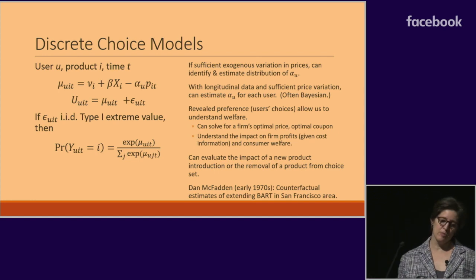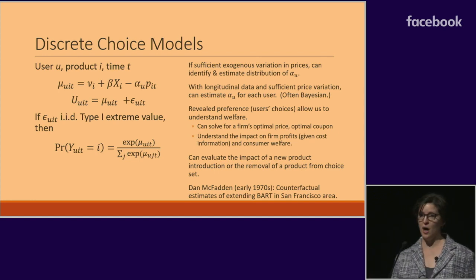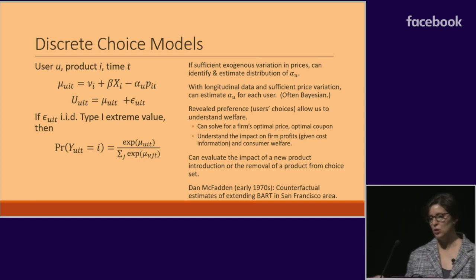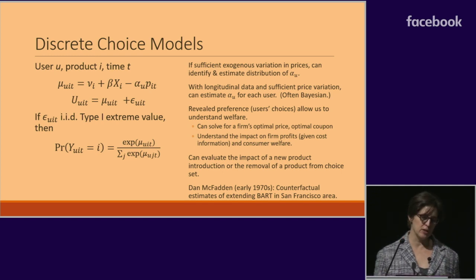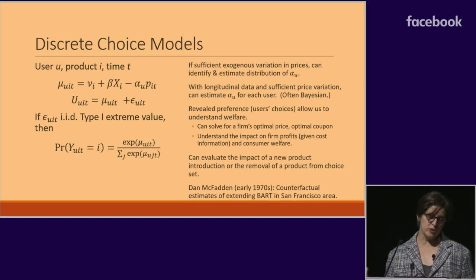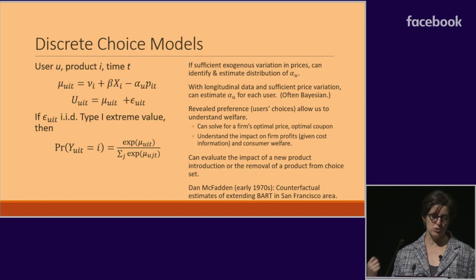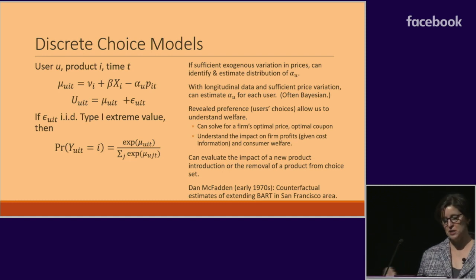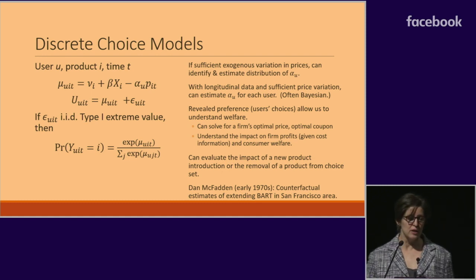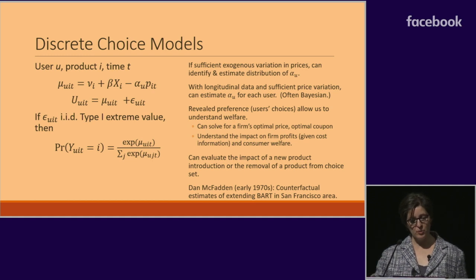I'm applying this type of model to supermarkets, which is a very common application in economics and marketing, where I have scanner data from supermarkets. So what we do is we model first that each person has a mean utility. So user U with product I and time T has a mean utility for a product. It might depend on the observed characteristics of the products, and it's decreasing in price. So the higher the price, the less I like the thing.